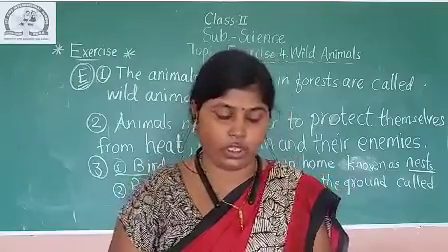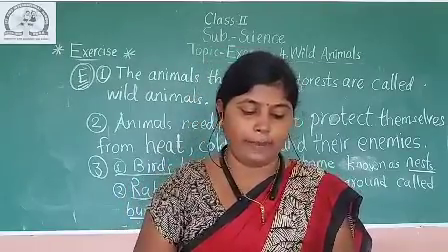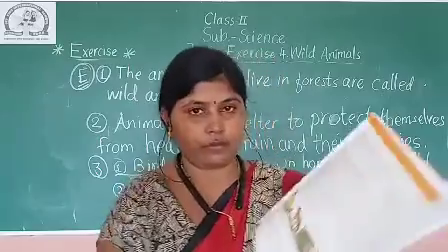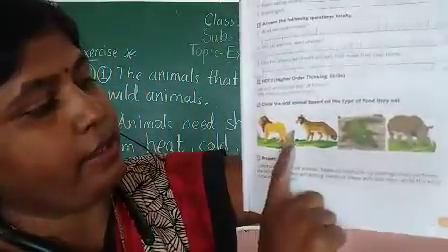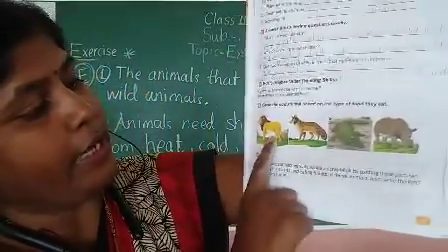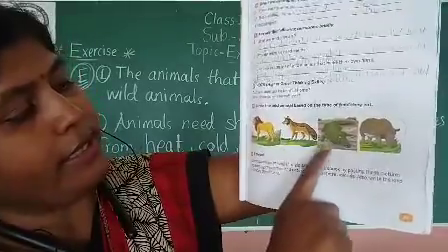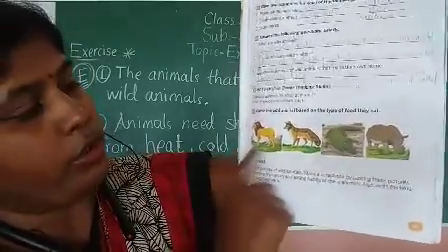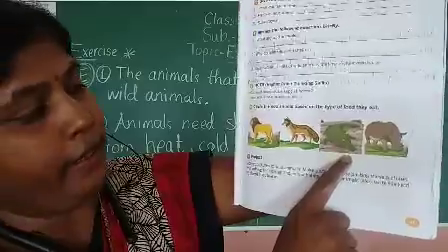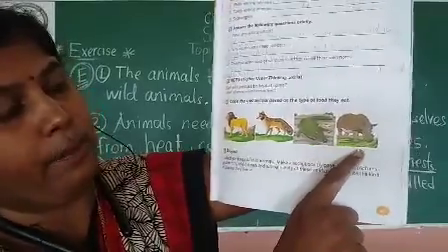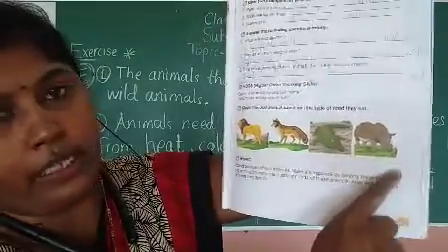Okay, now exercise G is there. Circle the odd animal based on the type of food they eat. So see, the picture is here: lion, fox, crocodile, and rhinoceros. These are all flesh eating animals, and only the rhinoceros is a plant eating animal. So you have to circle the rhinoceros.